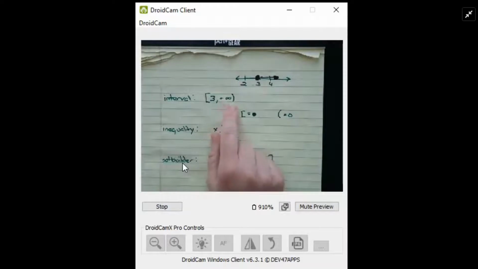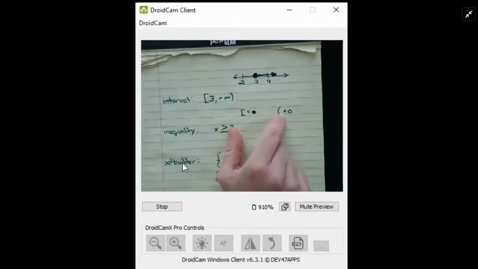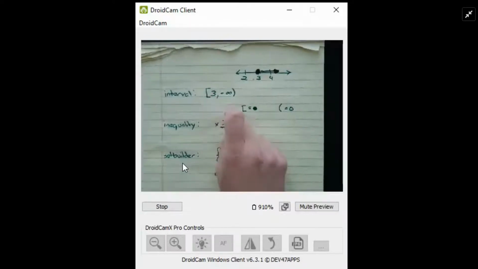You would also use a parenthesis if this was an open circle. So if this was an open circle on 3, this would be a parenthesis. But since it's included, it's a bracket.